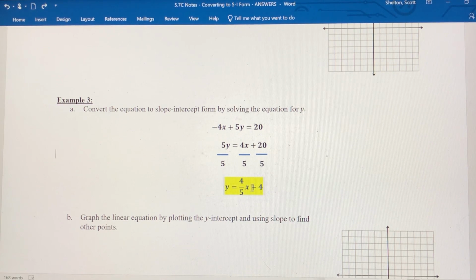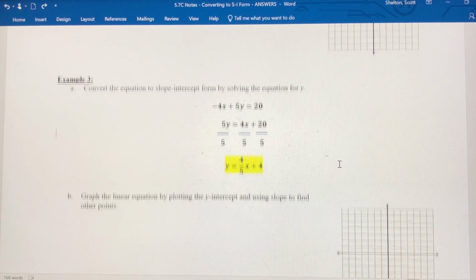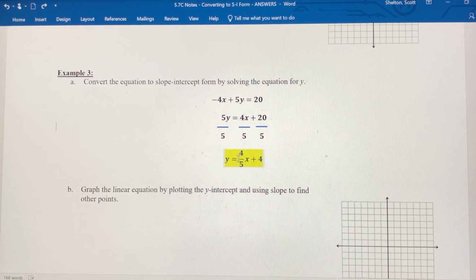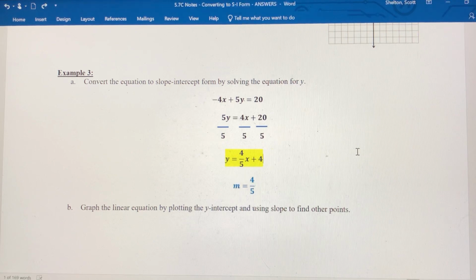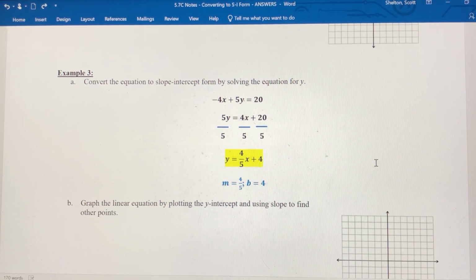So 4/5 x plus 20 divided by 5 is 4. So the slope is going to be the coefficient of x, 4/5, and the y-intercept is going to be 4. You should know how to graph that by now. Plot the y-intercept at 4, then up 4 and right 5, or down 4 and left 5. That'll give you the points you need to draw the line. So that's how you convert from standard form into slope-intercept form.